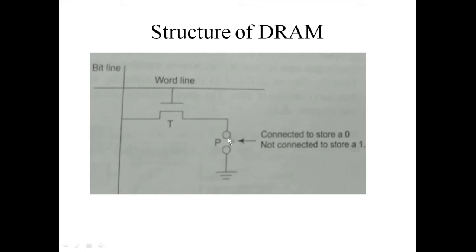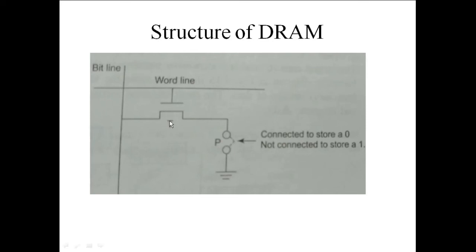If this connection is open, that can be considered 1. If this connection is closed, that means the charge passing through the transistor is automatically grounded, there is no charge there, that can be considered 0. So this is the structure of the dynamic RAM. This structure is called dynamic because the charge of the capacitor has to be refreshed at a particular time interval. So in this way it is called the dynamic RAM.